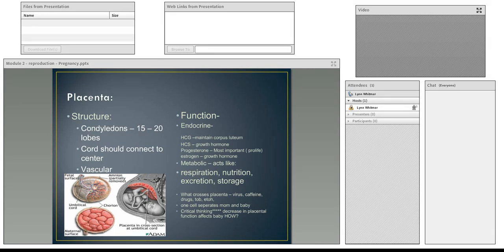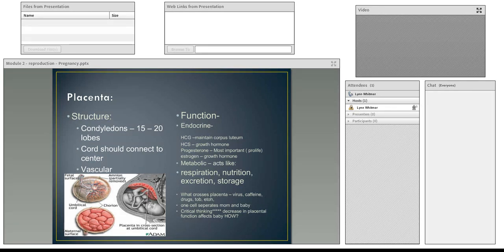But it doesn't do any of those things directly. So if the question comes up, does the placenta provide nutrition? No, it does not. It provides a means for nutrition. Does the placenta protect the baby from viruses and bacteria? No, it does not, because there's a gas exchange, and if those viruses get through those vessels, it's going to make it.